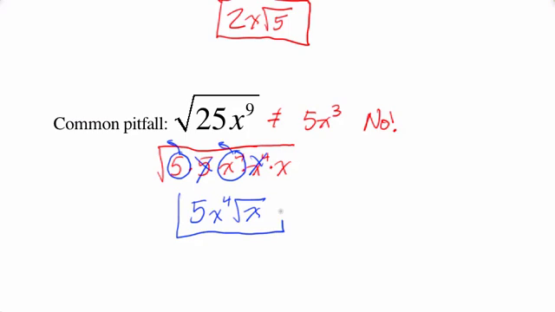So that is a very common mistake that students make. They're so focused on looking for perfect squares that they correctly say that 25 is a perfect square, but they incorrectly say that 9 is a perfect square, because that's not a 9 at all. It's an x to the 9th. And x to the 9th is not a perfect square. So please be careful with that.